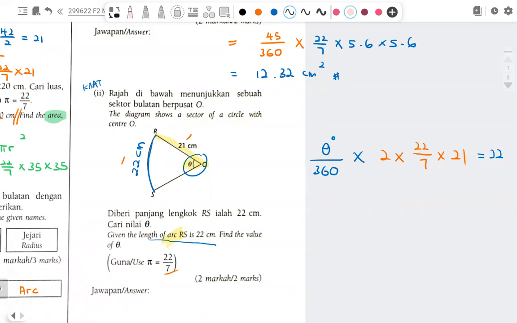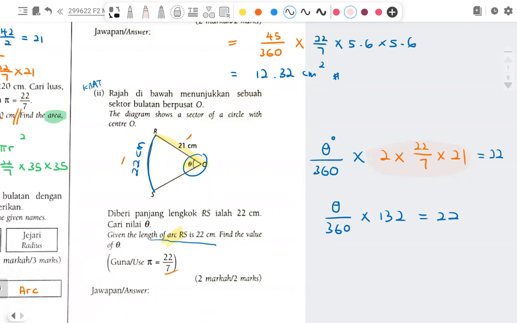Then how to proceed? Find whichever part we can solve first. We can key in the calculator this part: 2 times 22 over 7 times 21. So this one, we write down first. What's the answer there? 132, so the angle over 360 times 132 equals 22. Then only we move on.